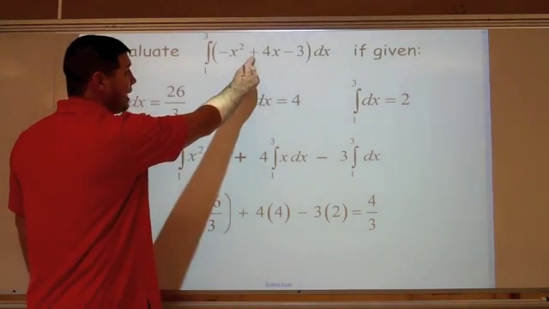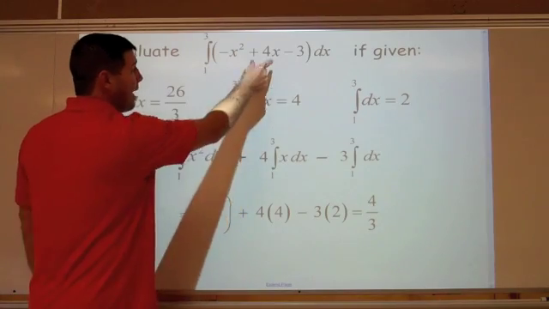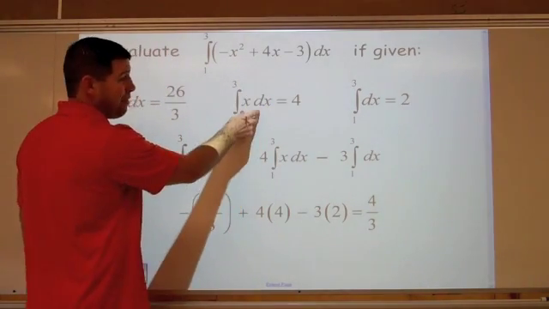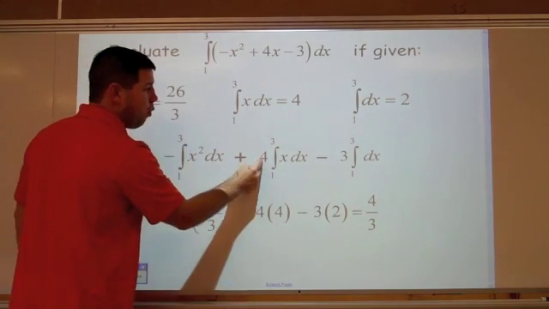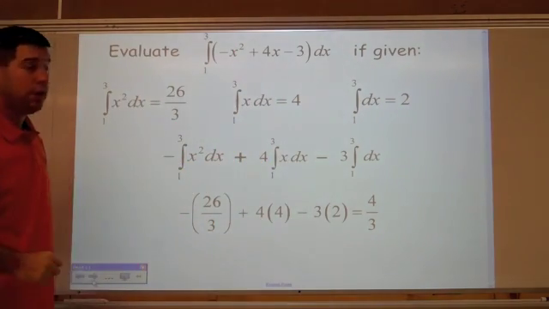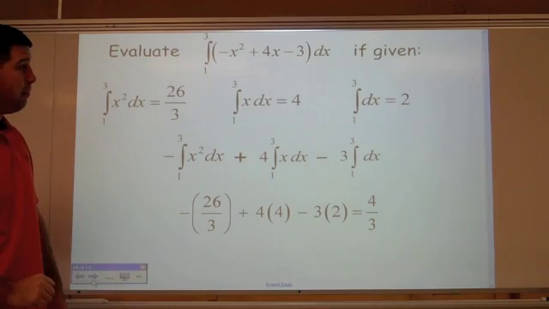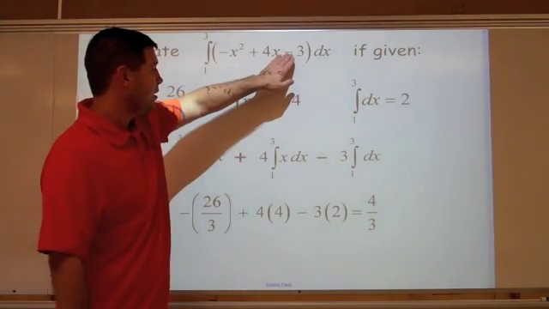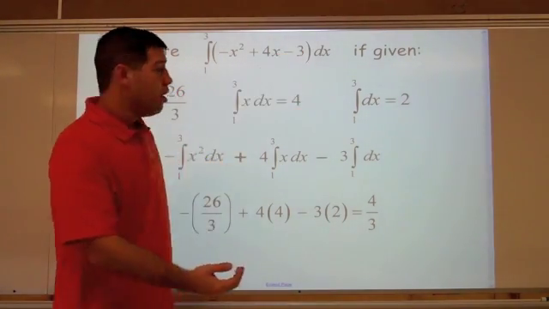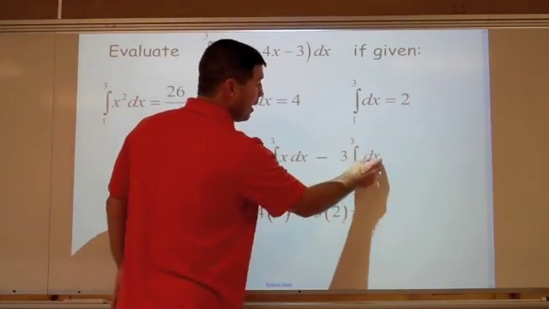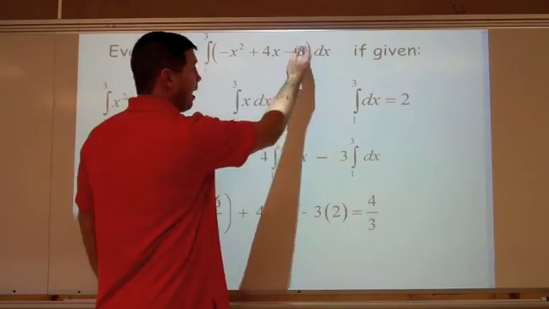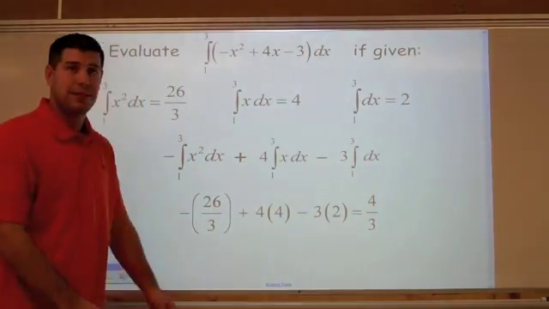Then I want to add my next definite integral. Well, I know the definite integral from 1 to 3 of x dx, so I'm going to pull out that 4. So it's going to be 4 times the definite integral from 1 to 3 of x dx. Then I want to minus 3. So I'm going to pull out the 3 from the integral from 1 to 3 of 3 dx, leaving 1 dx.